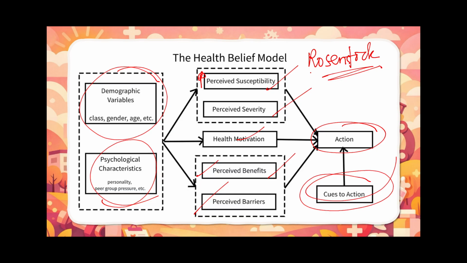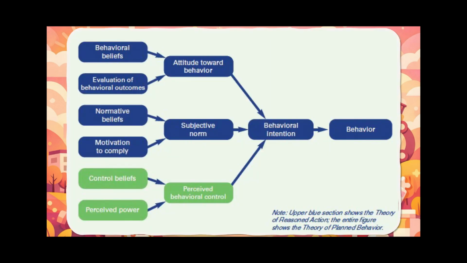What's the cue to action? Do you get information that the vaccines are already available in your unit, etc.? Yon. And then this one naman is the theory of planned behavior, no? And the theory of reasoned behavior. So yung blue is the theory of reasoned behavior. The green, together with the blue, is the theory of planned behavior.